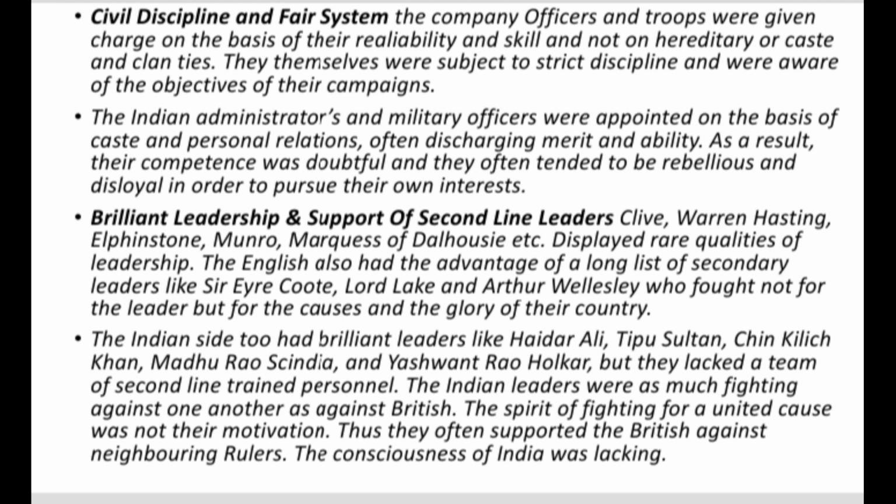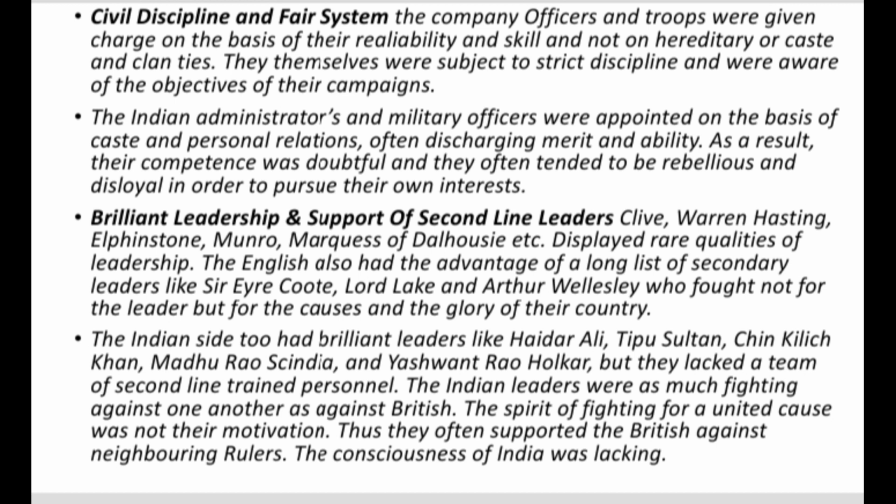Brilliant leadership and support of second-line leaders. Clive, Warren Hastings, Elphinstone, Munro, Marquis of Dalhousie, etc. displayed rare qualities of leadership. The English also had the advantage of a long list of secondary leaders like Sir Eyre Coote, Lord Lake and Arthur Wellesley, who fought not for their leader but for the cause and the glory of their country. The Indian side had brilliant leaders like Hyder Ali, Tipu Sultan, Chinchulij Khan, Mahadji Scindia and Yashwantrao Holkar, but often lacked a team of second-line trained personnel.